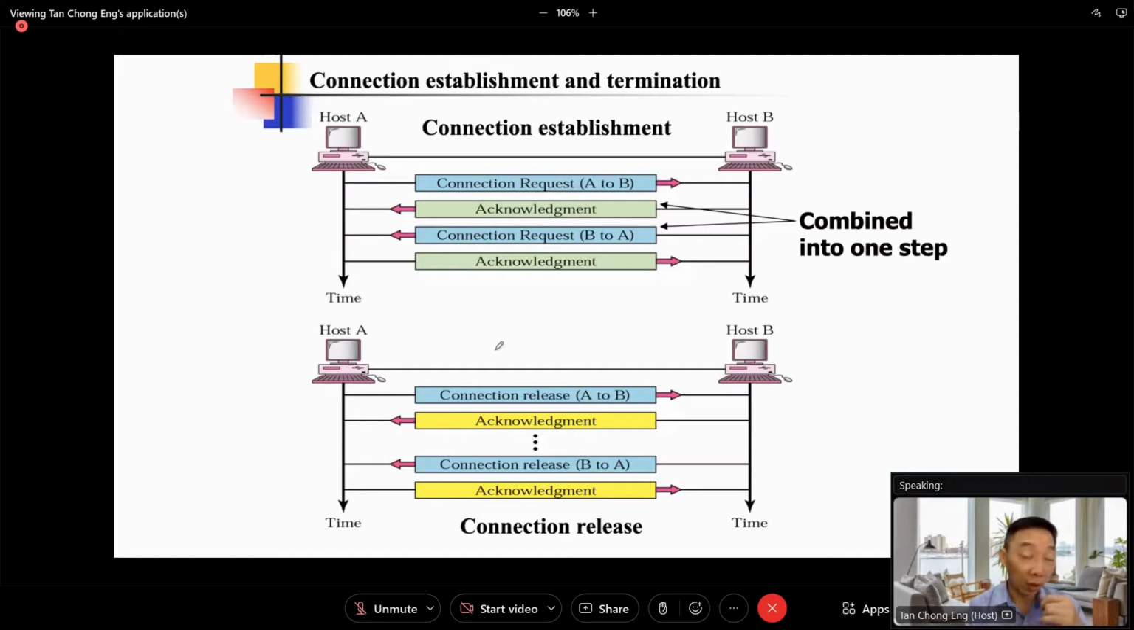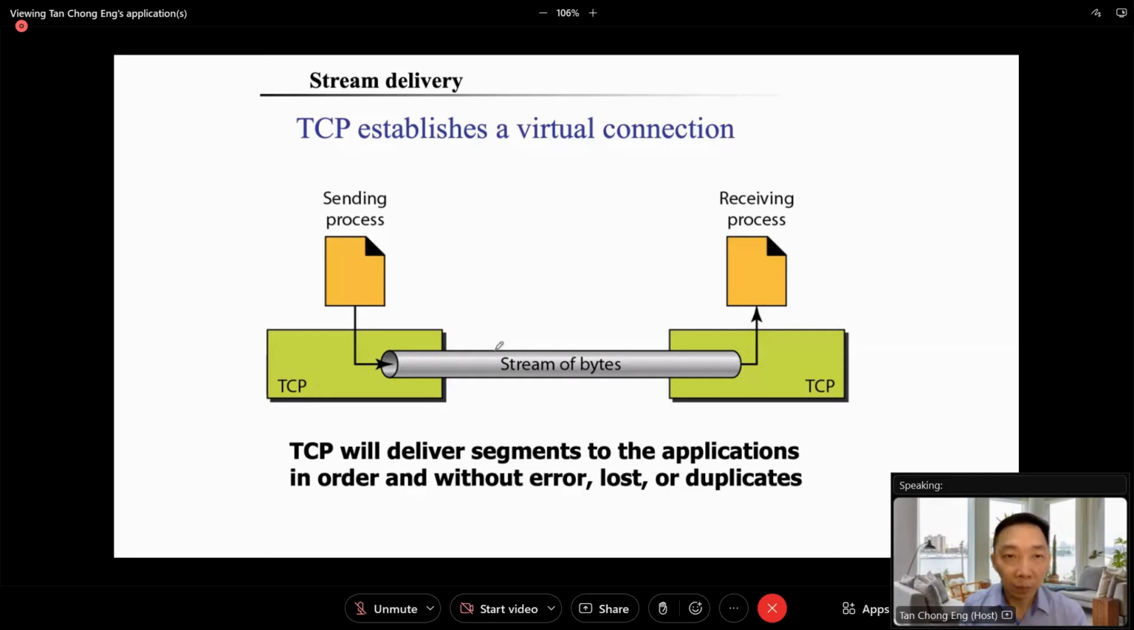Of course, your computers, or what we call servers, will not run just a single application. Usually they run multiple applications. Because of that, they have to use multiple different types of ports. And then TCP establishes a virtual connection. Basically, because you want it to be connection-oriented, the connection must be there.